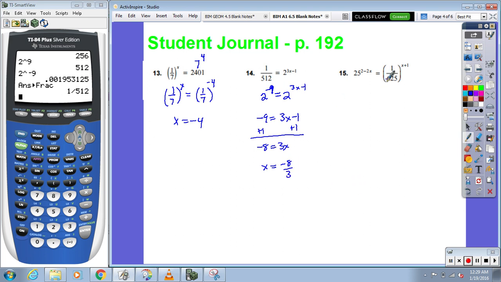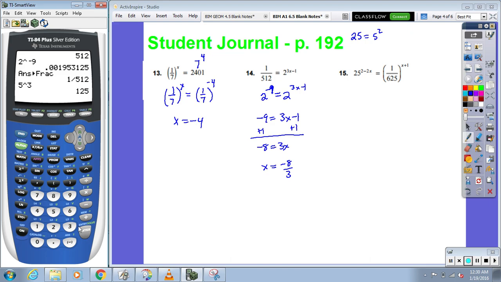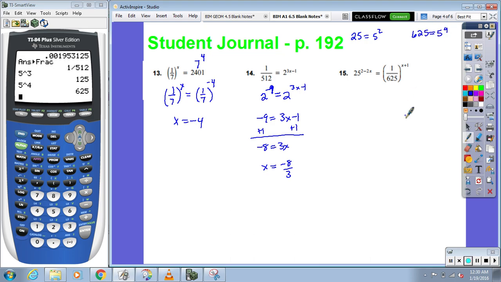Okay, so once again, I want to push these into being the same thing. This is a little harder because we're going to change both sides here. So if you think of 25, 25 is the same as 5 squared, where if you think of 625, and we'll deal with the fractions in a moment, 625 is going to be the same as 5 to the 4th. Now, these take a little bit of guess and check, but you will get significantly better at them.